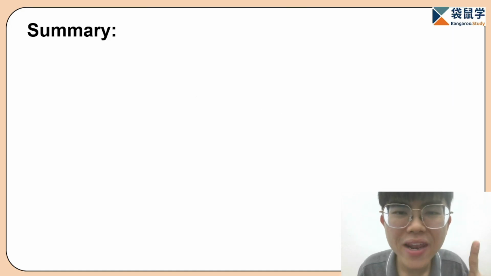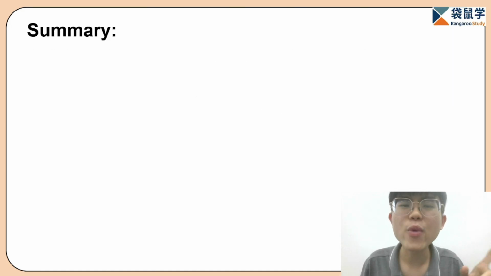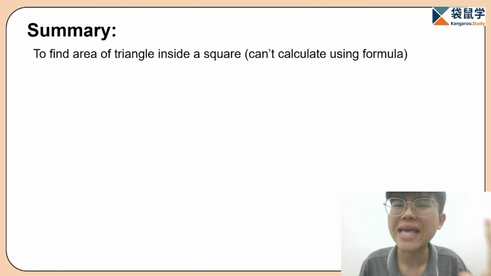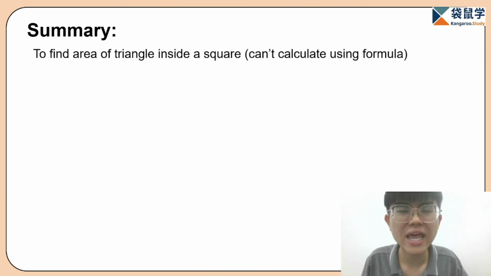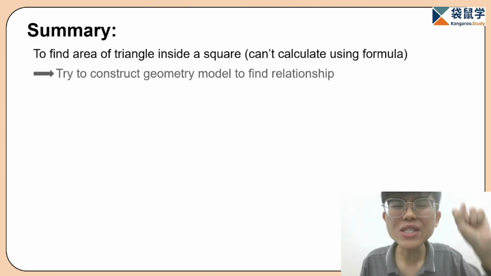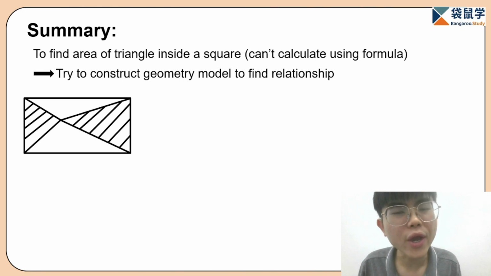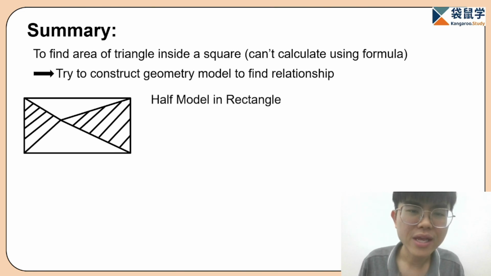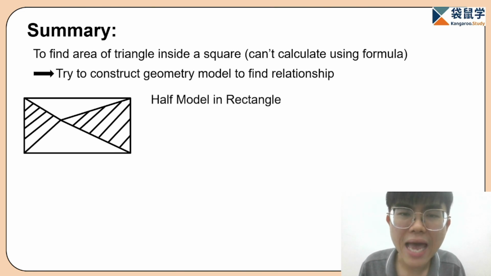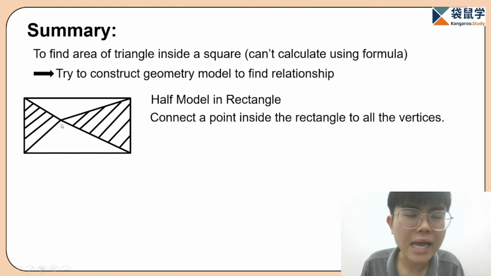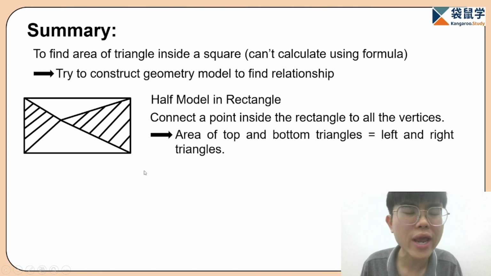So now let's summarize what we learned in this question. So in this question, we are trying to find the area of a triangle inside a square, but we are not able to calculate it using the formula. So we try to construct a geometry model to find the relationship. So the first model that we found is as shown in this figure, which is what we call the half model in rectangle. So the characteristic of this model is that we'll need to connect a point inside the rectangle to all the vertices. Then we say that the area of the triangles formed at the left and the right is equal to the area of the triangles at the top and the bottom.